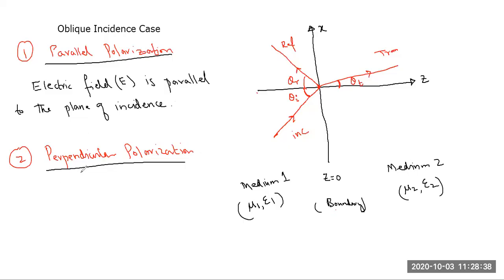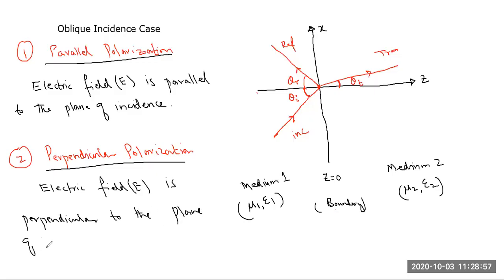Let's define perpendicular polarization. What is perpendicular polarization? In the perpendicular polarization case, the electric field E is perpendicular to the plane of incidence. Now with respect to this figure, where is the plane of incidence?